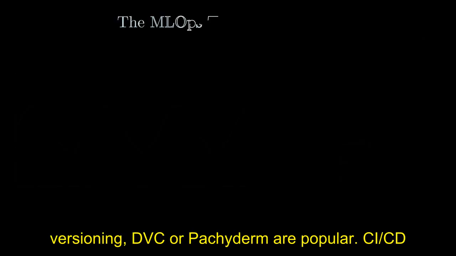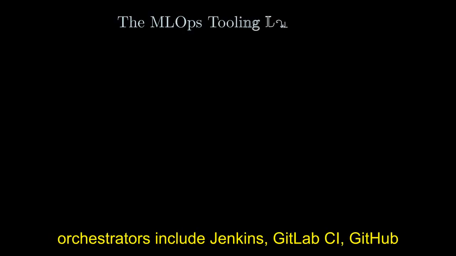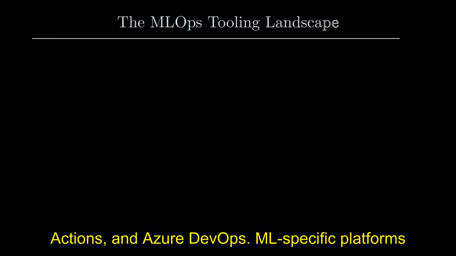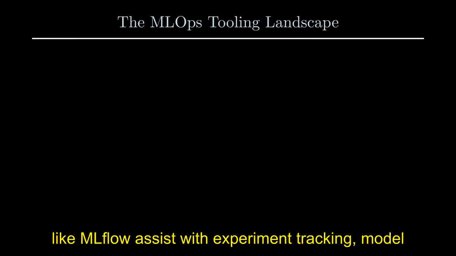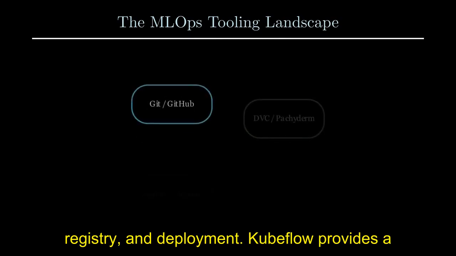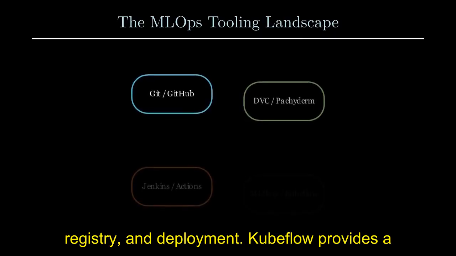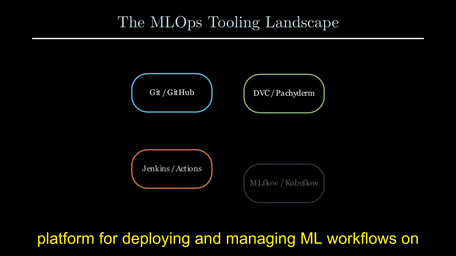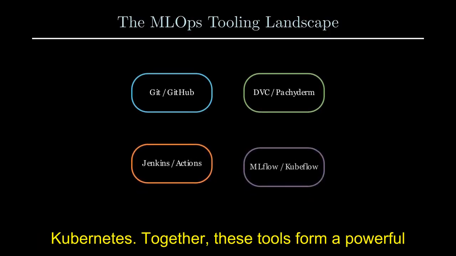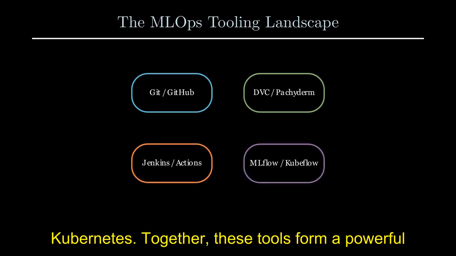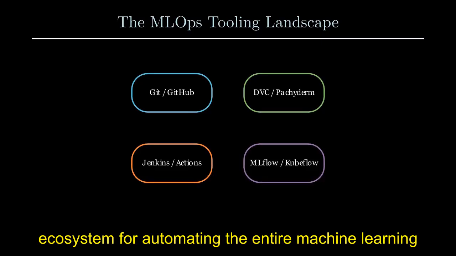Numerous tools facilitate MLOps CI/CD pipelines. Version control systems like Git are standard. For data versioning, DVC or Pachyderm are popular. CI/CD orchestrators include Jenkins, GitLab CI, GitHub Actions, and Azure DevOps. ML-specific platforms like MLflow assist with experiment tracking, model registry, and deployment. Kubeflow provides a platform for deploying and managing ML workflows on Kubernetes. Together, these tools form a powerful ecosystem for automating the entire machine learning lifecycle.